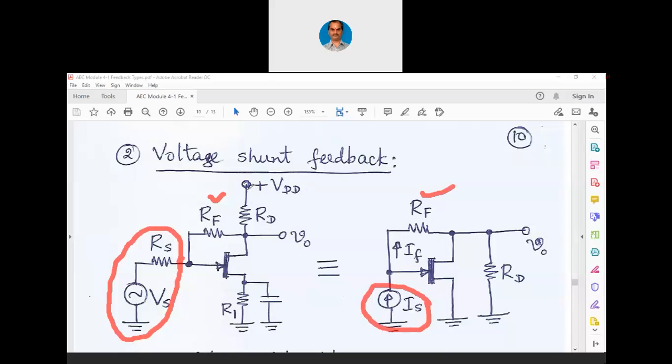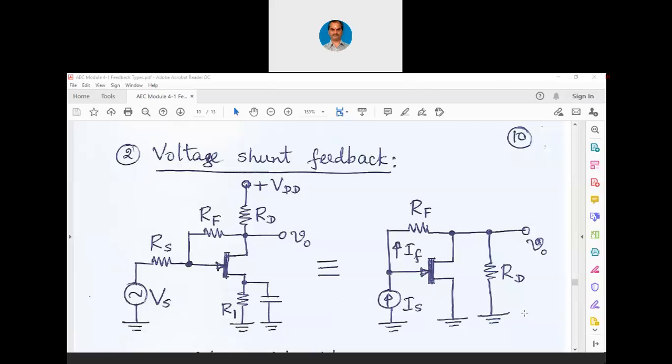Now there is this RD. RD is AC ground anyhow, right? VDD is AC ground, so the other end of RD is AC ground. So that RD is connected directly to ground. And R1 need not be connected here. It can be directly shorted. Why? Because of this bypass capacitance, R1 is shorted to ground. So that way we have written the AC equivalent of the circuit which you are seeing at the left side.